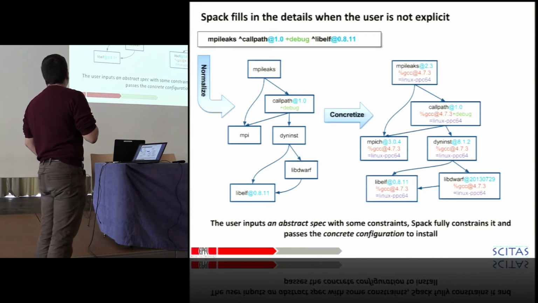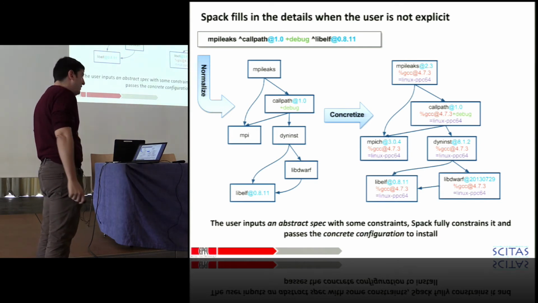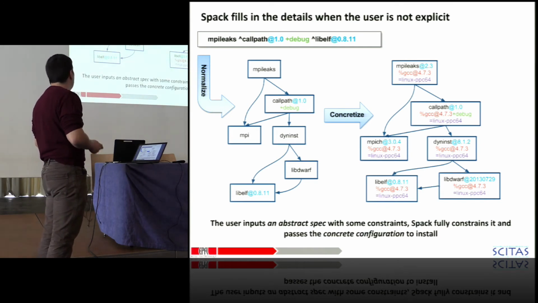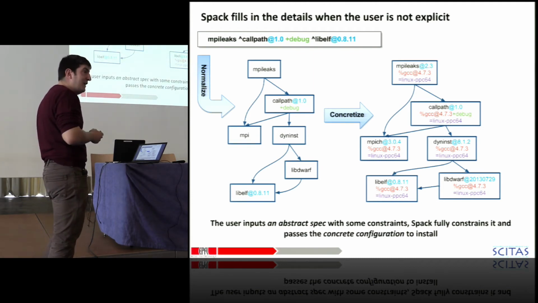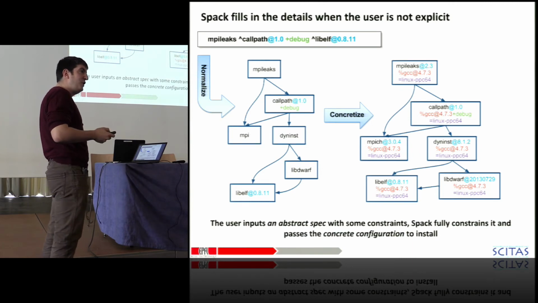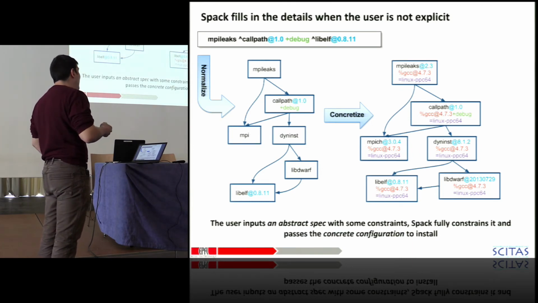So how do we go from what you specify on the command line to what is really installed? Well, the process is a two-step process. The first step is called normalization. During normalization, we basically add all the unconditional dependencies to your graph. If you take into account this example, we add all the dependencies we know of without further details, and a dependency on an API.